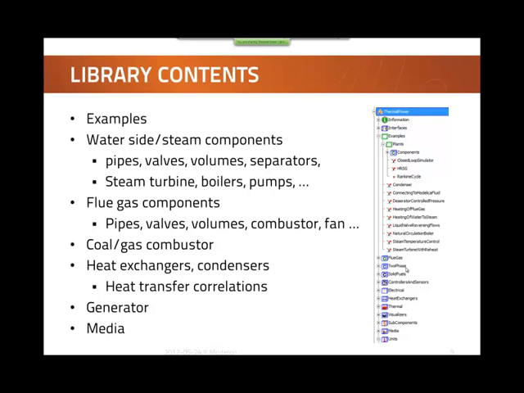Other types of components that you can find in the library are several different heat exchangers, condensers, and several different heat transfer correlations that you can use in the heat exchangers. There's also an electrical package that contains one generator model. And there's also a media package that contains several different media that a user can use.